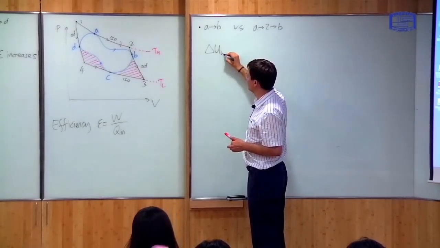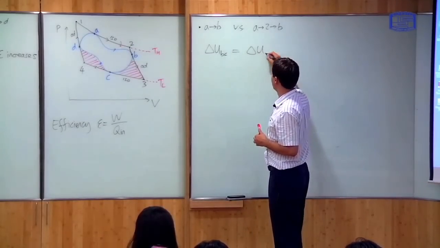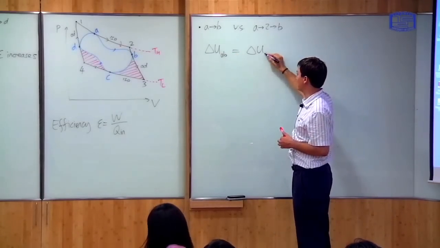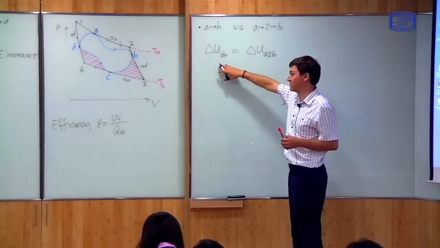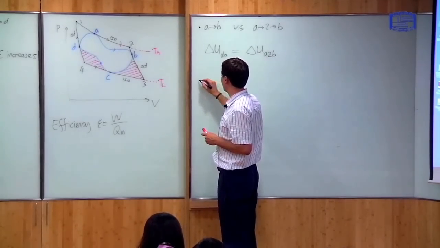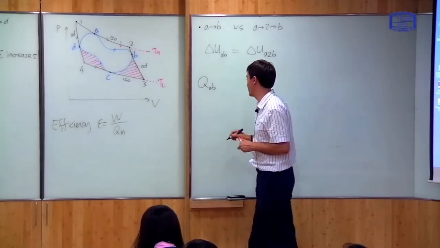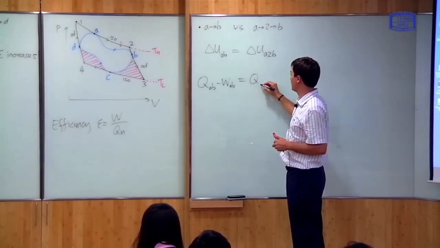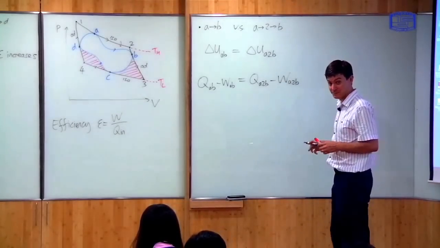The change in energy along the original path from A to B must be equal to the change in energy along the Carnot path from A to B, because energy is a state property. So this must be true. And the first law of thermodynamics tells you that this is Q from A to B, the net heat transferred, minus the work done from A to B. And this should be equal to Q A2B along this path minus the work along this path.